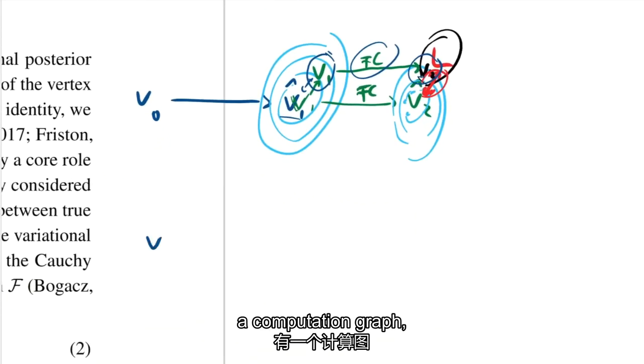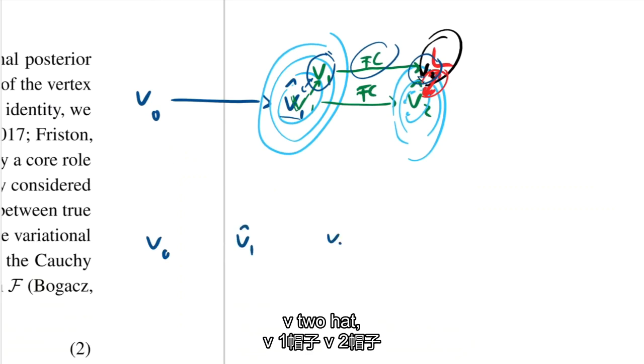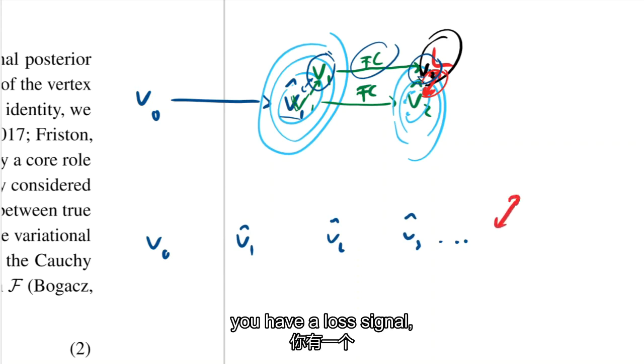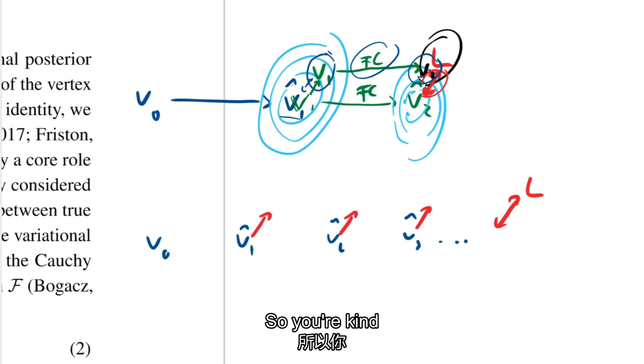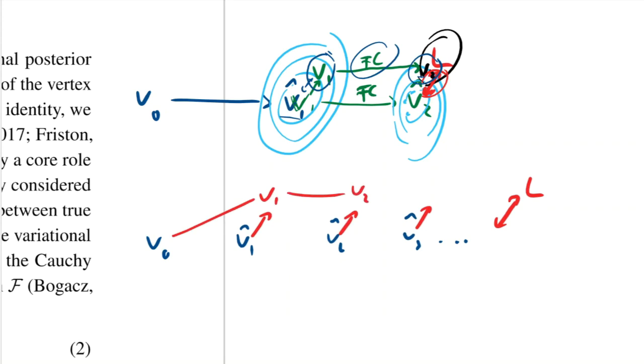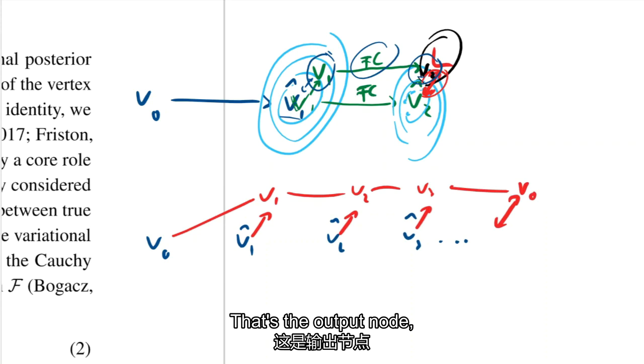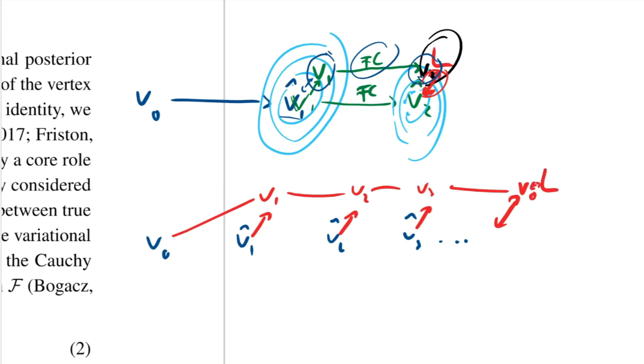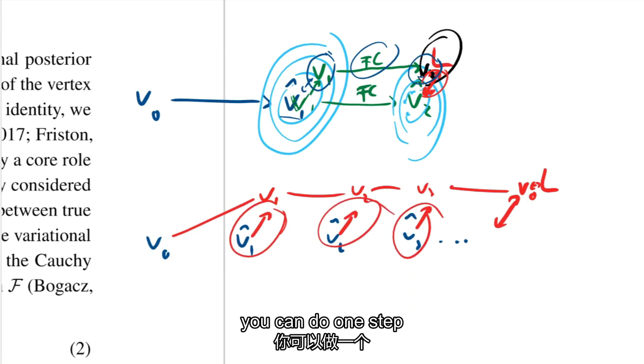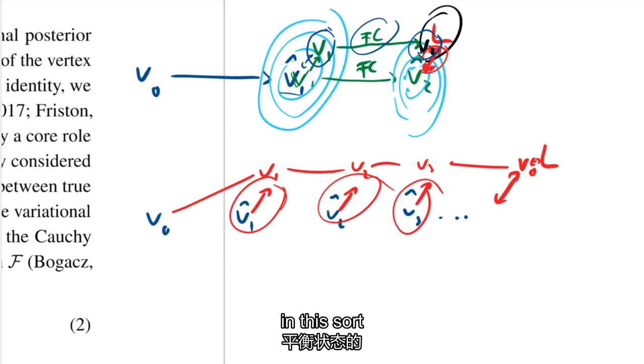So you can see that if you have a computation graph, V0, V1 hat, V2 hat, V3 hat, and so on, if at the end you have a loss signal, you're sort of distributing that loss across this entire chain. So you're kind of building this guessed chain of values, V3, and so on, and that's the output node, which is close to the loss. You're moving all of these things. And now, once you've done this, you can do one step of parameter updates. Once you've guessed all the nodes, you can say, okay, this is a configuration that is at equilibrium in this sort of algorithm.